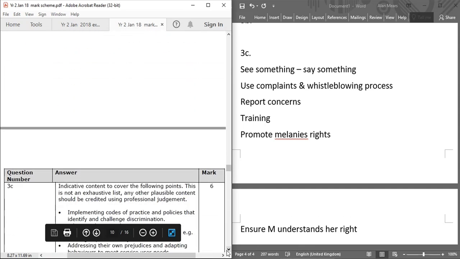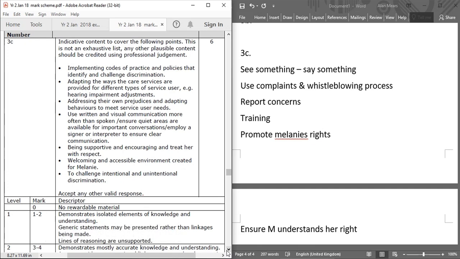So again, you see it, you report it, you challenge it. Again, you can see here, address prejudices, use written and visual communication. So again, that's how you're helping include Melanie. You're encouraging supportive treatment, you're welcoming her, you're challenging unintentional and intentional discrimination. You engage in the training so you understand what her rights are, you promote Melanie's rights, you help ensure she understands her rights, and again, you complain and report any unresolved issues that take place.